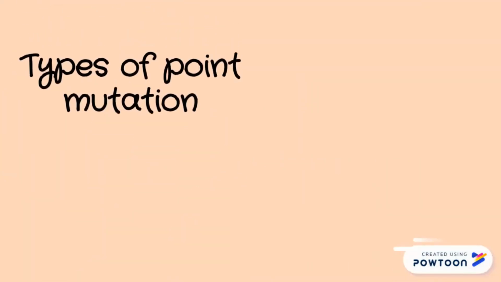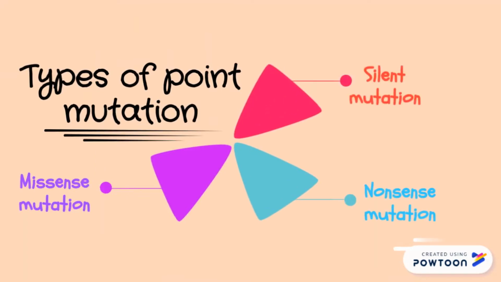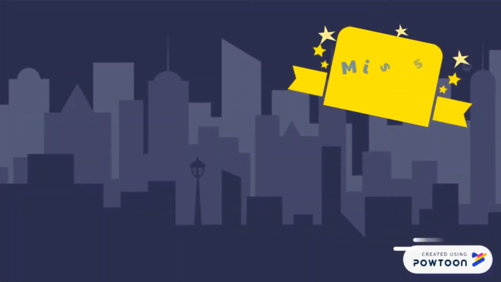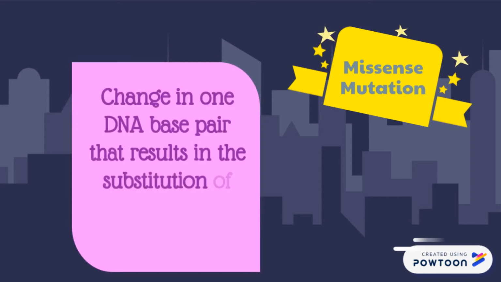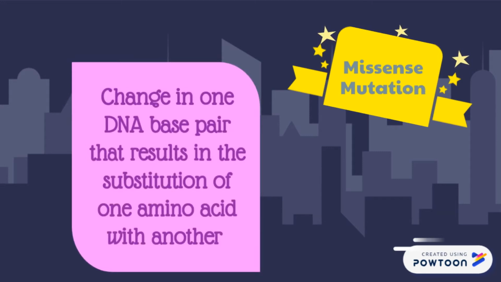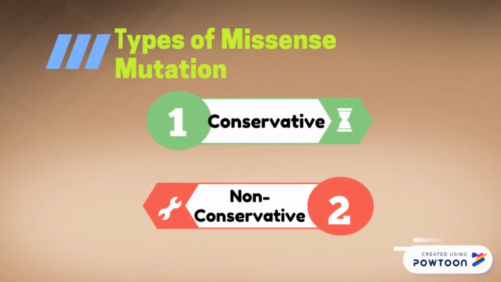There are three types of point mutation: missense mutation, nonsense mutation, and silent mutation. Missense mutation is similar to point mutation, where there is a change in one DNA base pair that results in the substitution of one amino acid with another. There are two types of missense mutation: conservative and non-conservative.